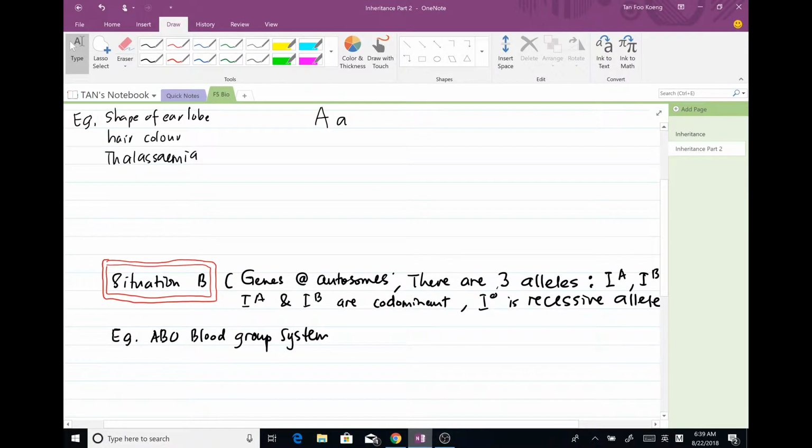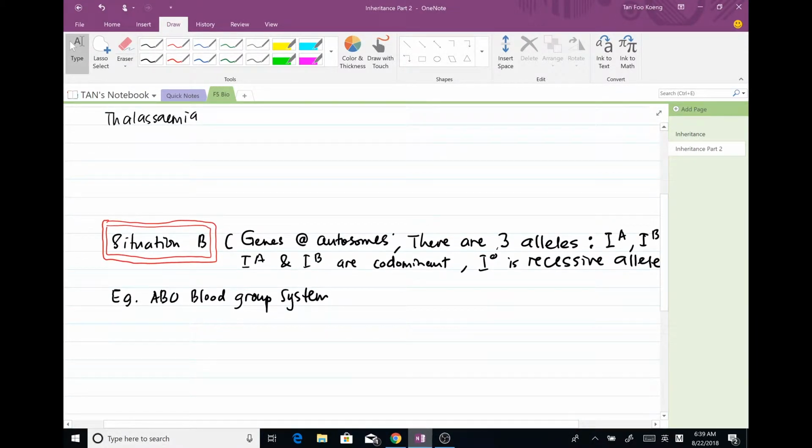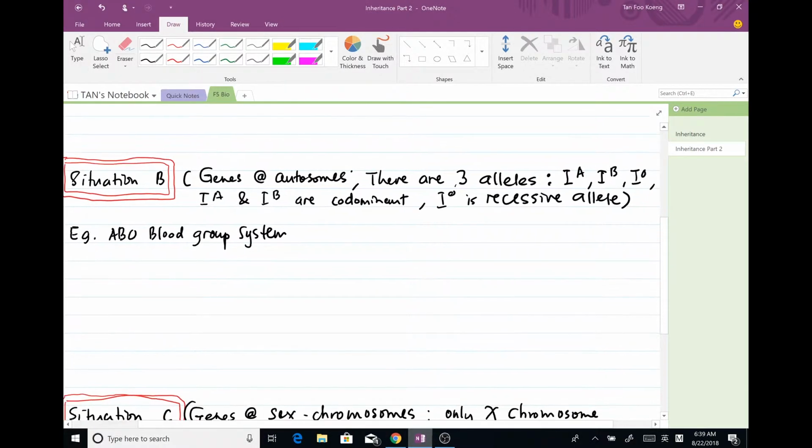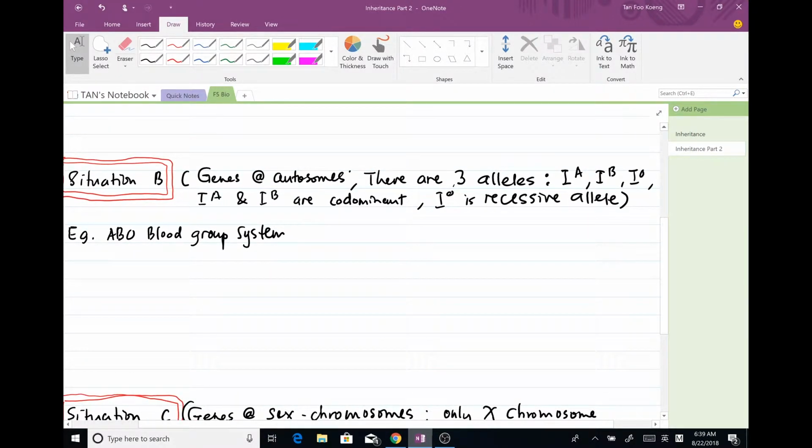The second situation is whereby the genes are also found on the autosomes, but there are three alleles here. Since there are three, I can't use the same letter, so that's why I need to use I. Now it is I superscript A, I superscript B, I superscript O. For your information, IA and IB are codominant. That means to say that they are equally dominant. IO can only express its phenotype when there is no IA or IB.